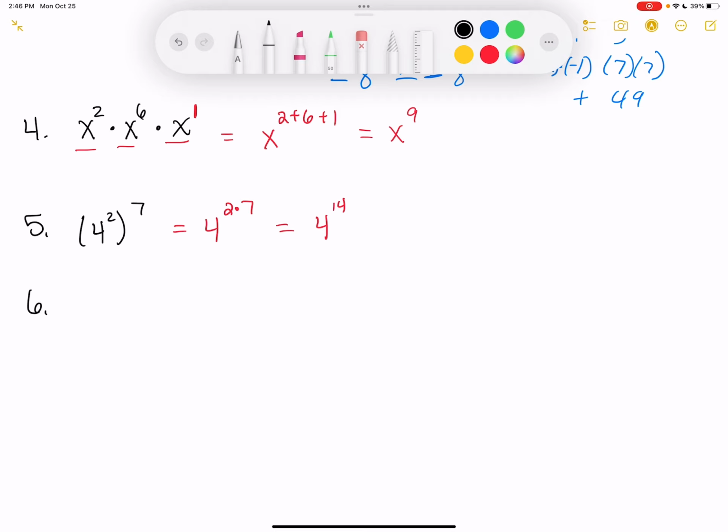Number 6, negative 2 raised to the 4th, all raised to the 5th. Okay, I've got the brackets and the parentheses just because I want to keep that negative 2 together with its negative sign, and then that piece is raised to the 4th, and then I'm raising the whole thing to the 5th.